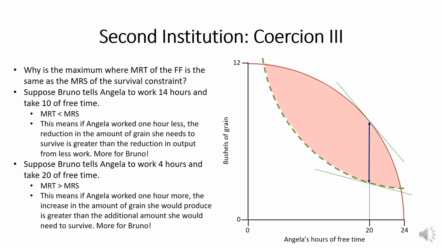And so if you split the difference between these two examples, you see that when MRT equals MRS, that's the point where Bruno is getting as much as he possibly can.